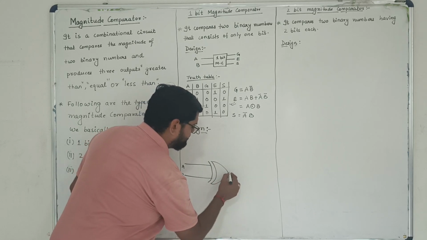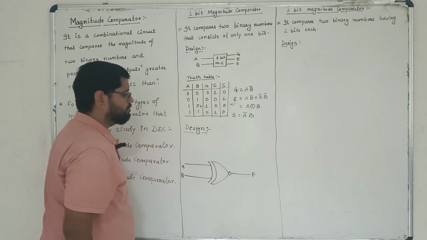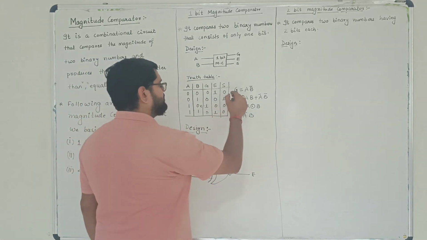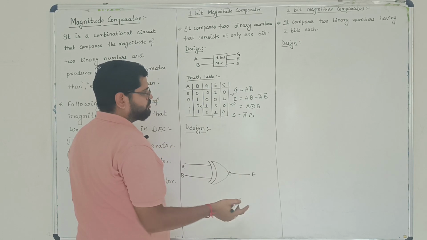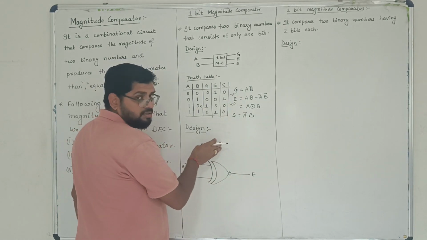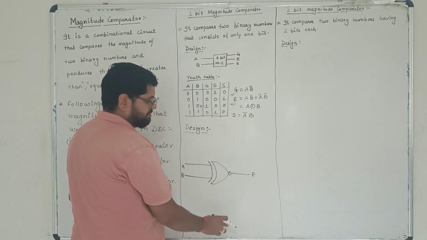XNOR of A and B. This will give you the E output. Now once you have got the E output, next you have to go for G, or S, depending on your choice. But whenever you are going for G, it has to be drawn above E. And whenever you have to draw S, it has to be drawn below E.